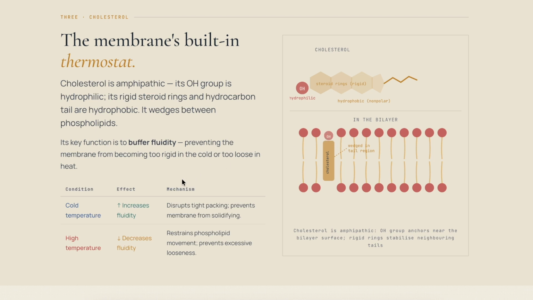Now, what that means is that when it's cold, when it embeds itself, it disrupts the tight packing. It disrupts the London dispersion forces between the adjacent phospholipids, and there's increased fluidity. But if it's hot, then it actually pulls these phospholipids that are trying to move away from each other because their kinetic energy is increased, and it pulls them closer together, and it decreases fluidity. So it's what we call a modulator or buffer for fluidity.